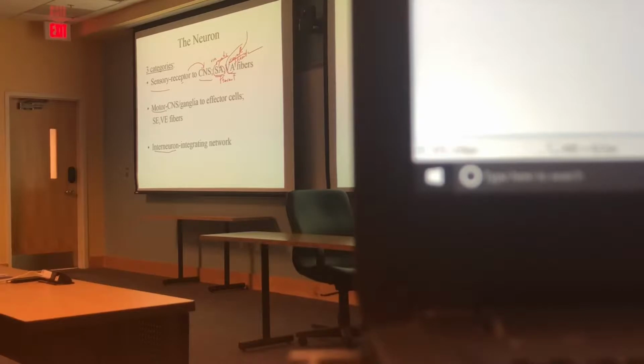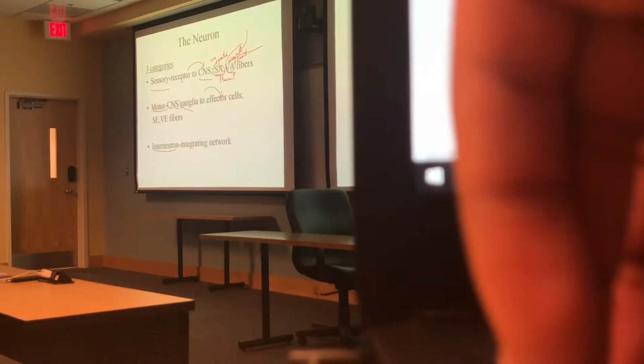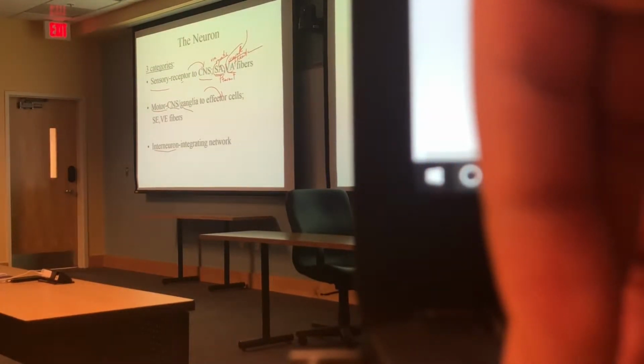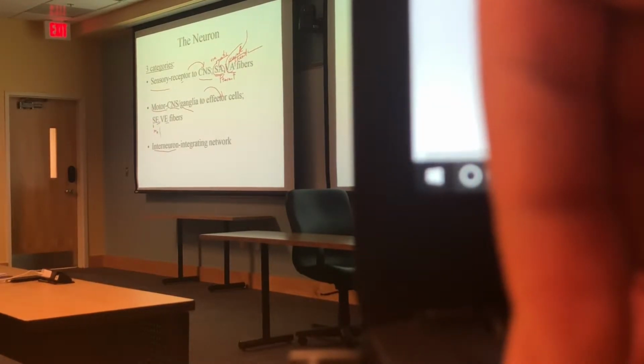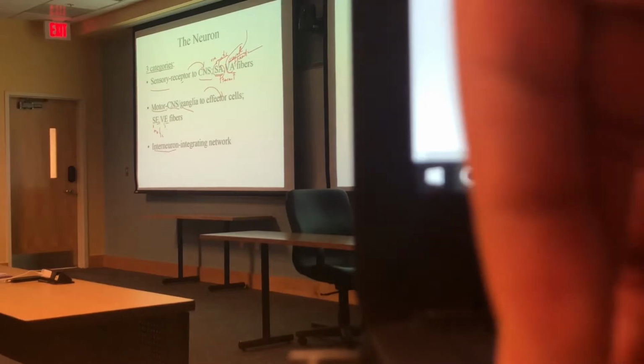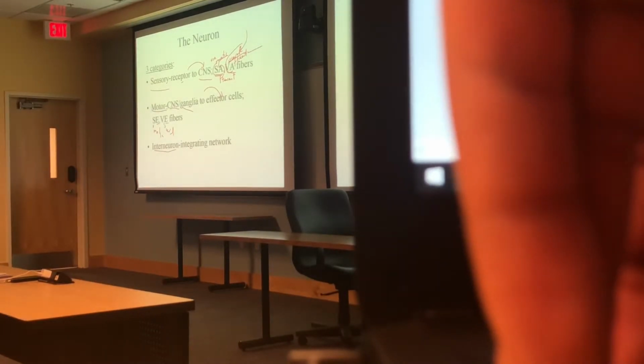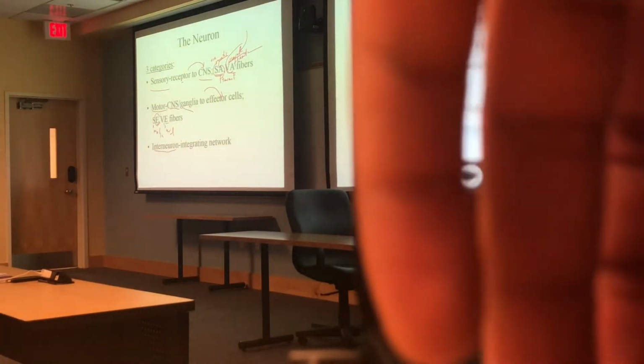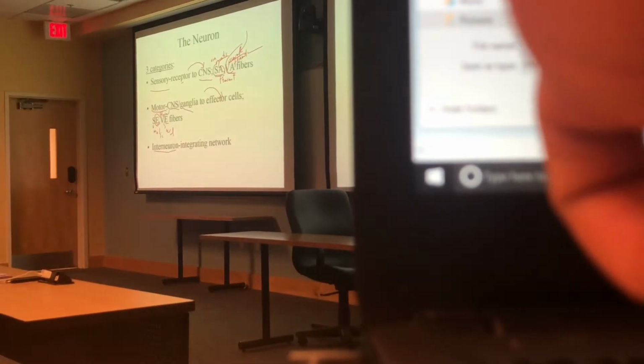Then motor, it's pretty much from the CNS or ganglia to the target cell, to the effector cells. And what sends that signal are the SE and VE. S stands for what? Somatic. And V stands for what? Visceral. Okay. And E stands for what? Efferent. That is opposite afferent.